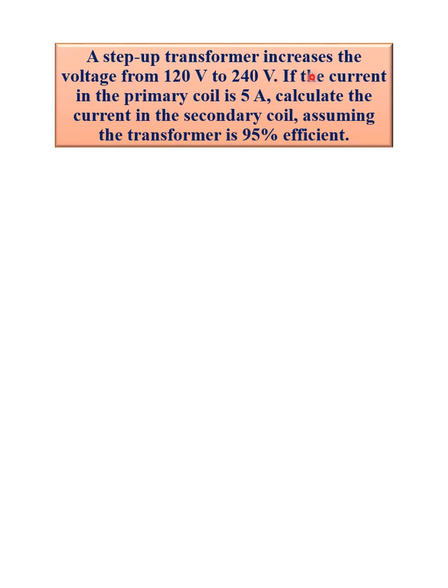A step-up transformer increases the voltage from 120 volts to 240 volts. If the current in the primary coil is 5 ampere, calculate the current in the secondary coil, assuming the transformer is 95% efficient. We are going to sort out the parameters quickly.